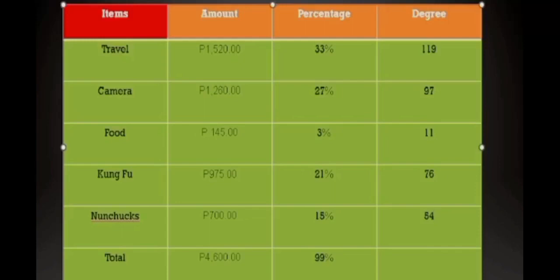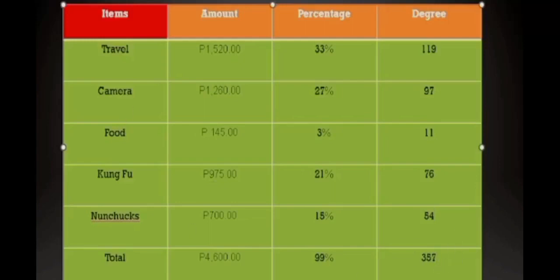After we get all the degrees, we just add each degree. So 119 plus 97 plus 11 plus 76 plus 54 equals 357.